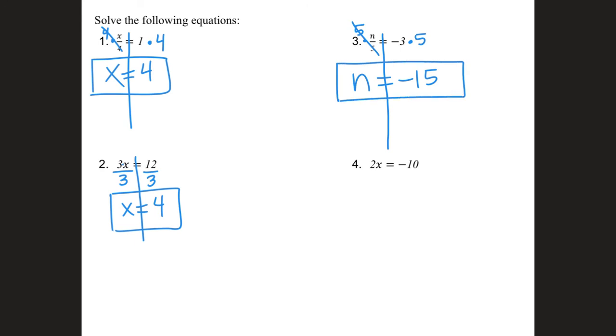All right, last example, number 4. I'm going to draw my line down my equals. And right now it says 2x equals negative 10, or 2 times x. Since the 2 is smashed together with the x, that means they're multiplying. So I'm going to do the opposite, and I'm going to divide by 2 on both sides of my equation. On that left side, 2 divided by 2 leaves us with 1, or 1x, or just x like we just talked about. On the right side, negative 10 divided by 2 leaves me with negative 5. So my answer is negative 5.